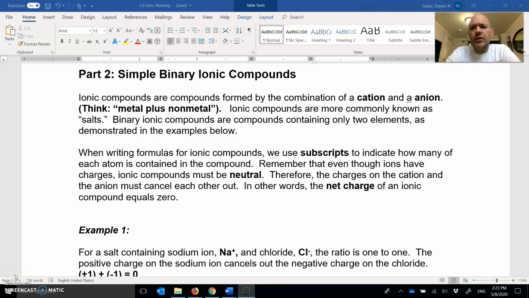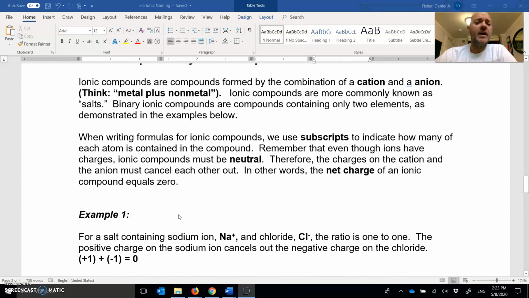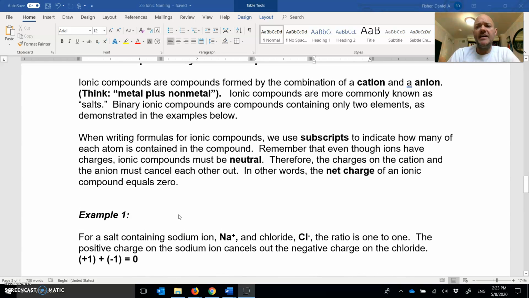Okay, now for part two about naming ionic compounds. So now we're at the simple binary ionic compounds. We're naming these compounds, not just the ions anymore. An ionic compound happens when you have a cation and an anion, and they combine together to make a substance. So we always have a metal and a non-metal, essentially. And those binary ionic compounds have just two elements in them. That's what binary means. There's two, right?